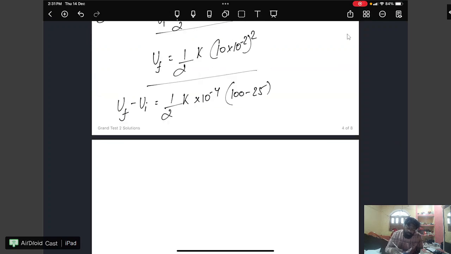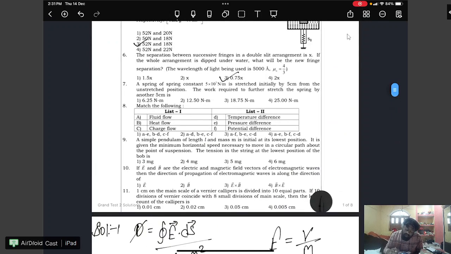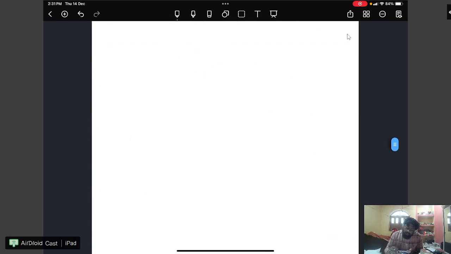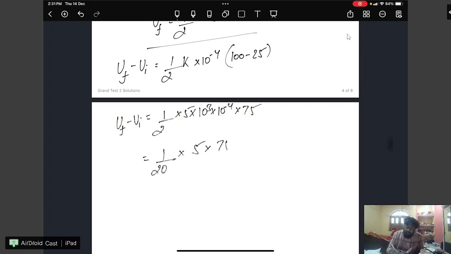So k value also they have given, 5 into 10 to the power 3. So Uf minus Ui into 5 into 10 to the power 3, 10 to the power minus 4, into 75. So 10 to the power 3 minus 4, minus 1, 10 to the power minus 1, 1 by 10, 1 by 20 into 5, 75, 75 by 4.